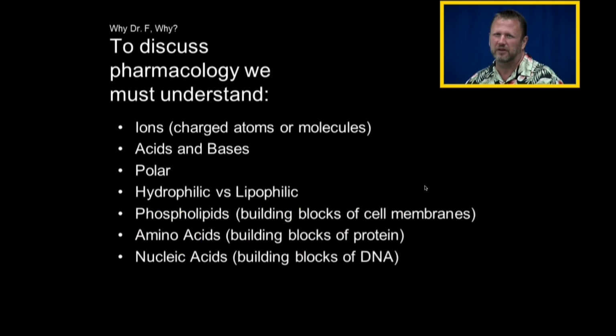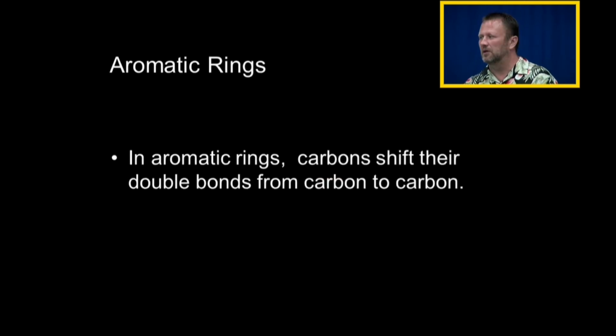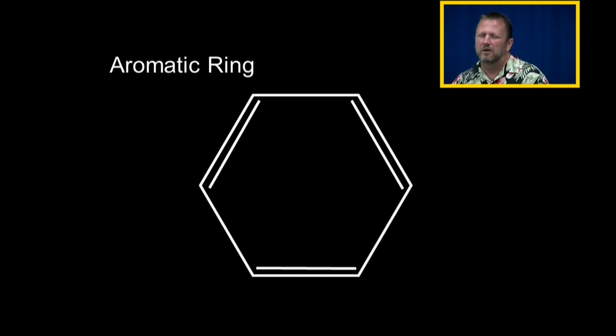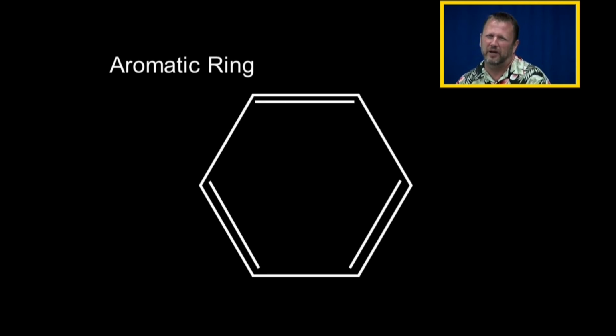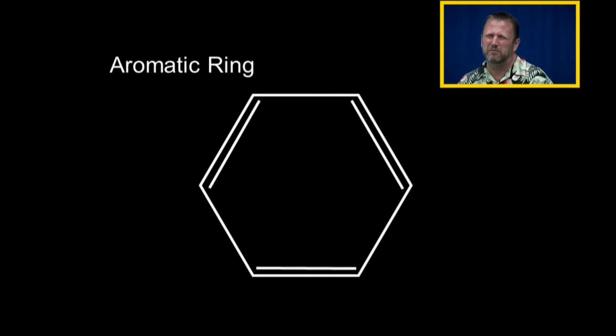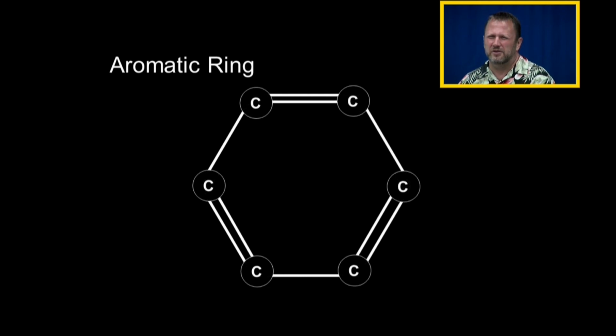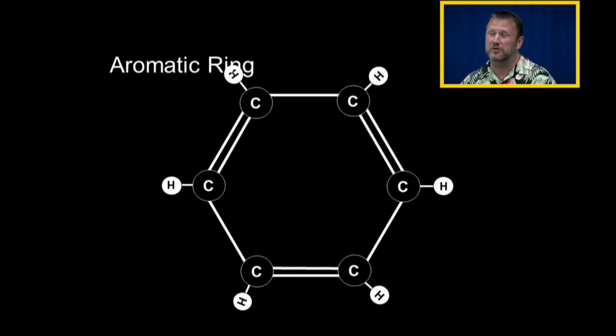And they talk about this stuff in the chemistry books, like you know everything about this. Let's talk about aromatic rings. We're going to talk a lot about aromatic rings. In aromatic rings, the carbons will shift their double bonds from carbon to carbon. So notice they didn't even draw the carbons on this aromatic ring. And we notice that each carbon is making 3 covalent bonds and it's shifting. So there must be hydrogens around the outside. So there's the carbons and there's the hydrogens. Right? These are very stiff structures. They're used throughout biologic systems.